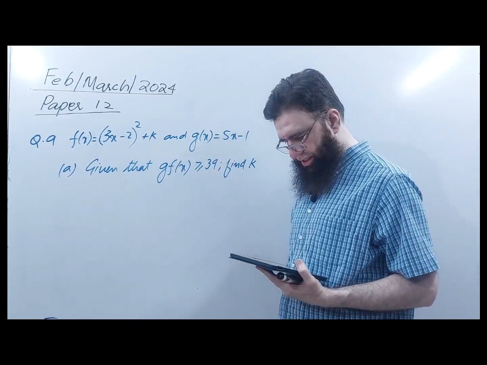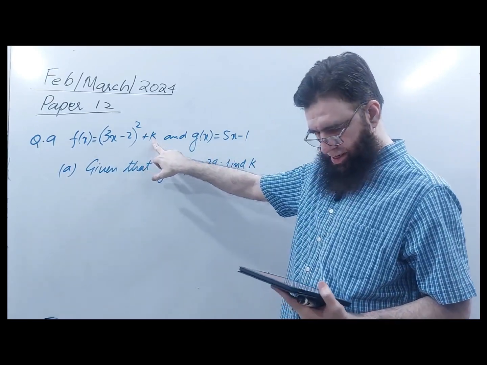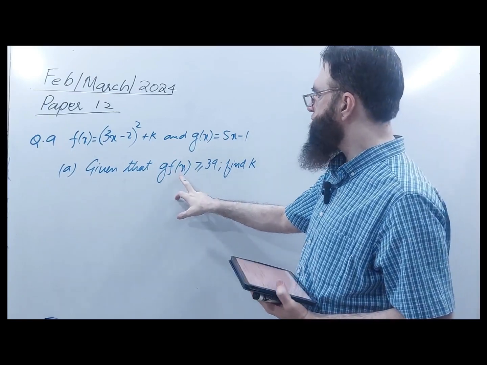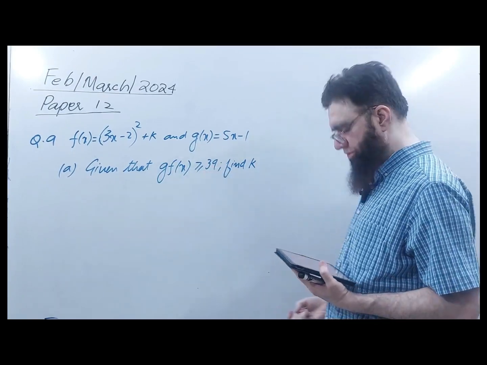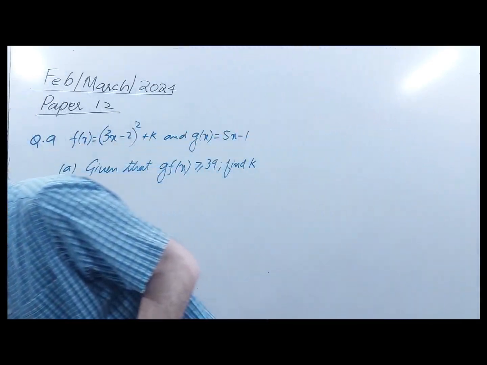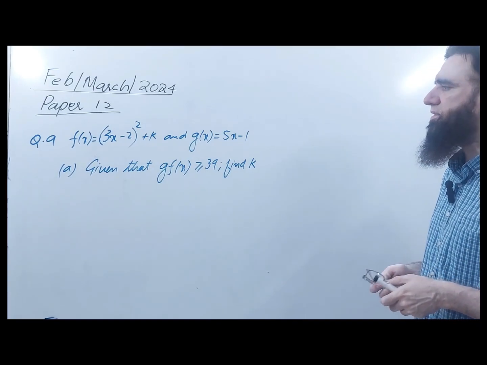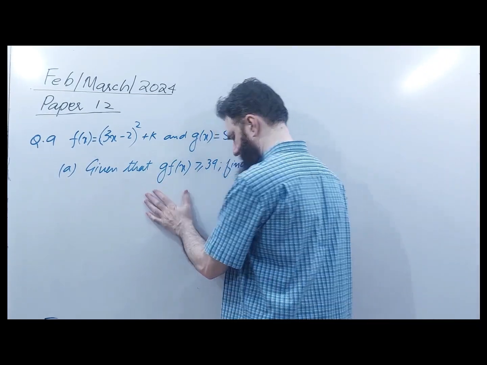fx and gx functions are given, where k is a constant. Obviously, you know it's a constant. Given that the range of the function gf(x) is greater than or equal to 39, find the value of k. Well, you can see this question is related to functions, and this is the composite function.